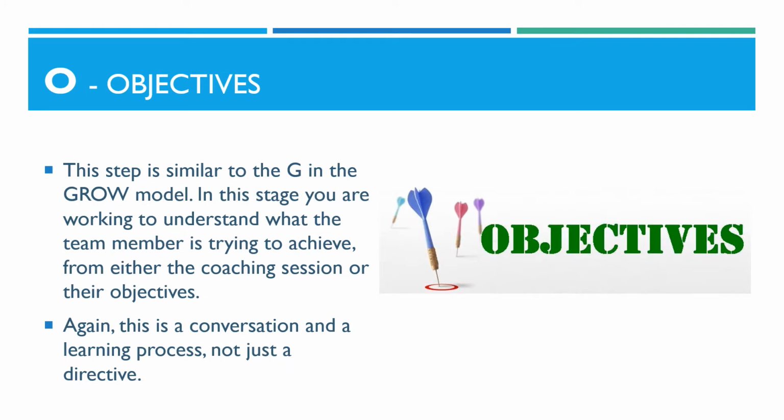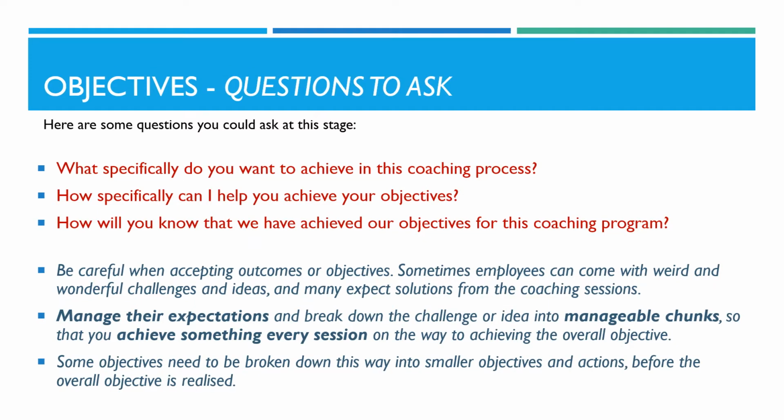This objective step is similar to the G in the G.R.O.W. model. In this stage you are working to understand what the team member is trying to achieve from either the coaching session or their objectives. Again, this is a conversation and a learning process, not just a directive. Here are some questions you could ask at this stage. What specifically do you want to achieve in this coaching process? How specifically can I help you achieve your objectives? How will you know that we have achieved our objectives for this coaching program?